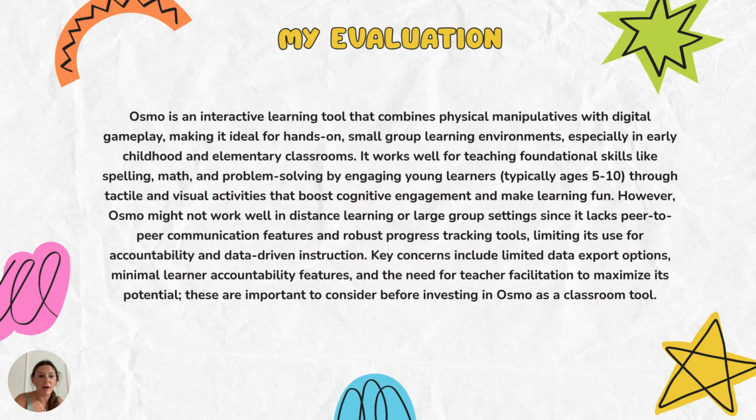My evaluation. Osmo is an interactive learning tool that combines physical manipulatives with digital gameplay, making it ideal for hands-on, small group learning environments, especially in early childhood and elementary classrooms. It works well for teaching foundational skills like spelling, math, and problem solving by engaging young learners, typically ages 5 through 10, so elementary school, through tactile and visual activities that boost cognitive engagement and make learning fun.